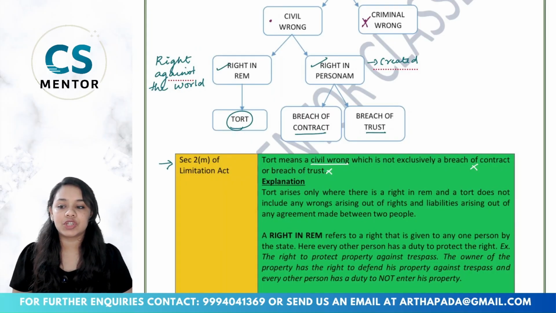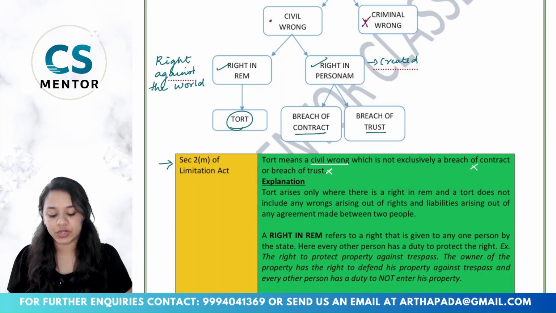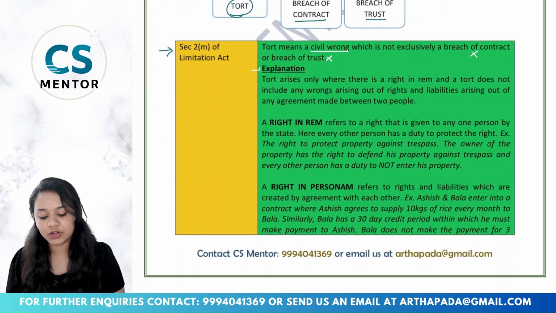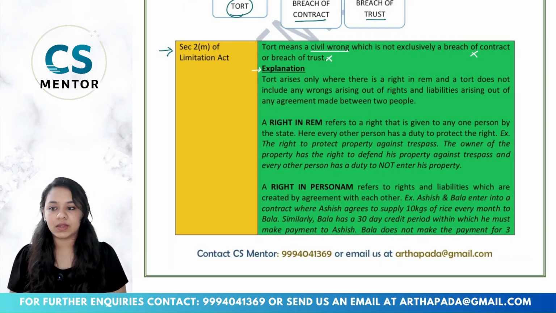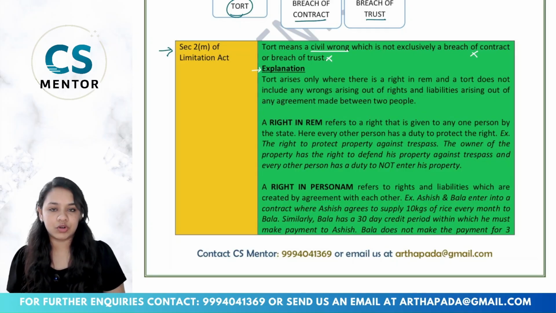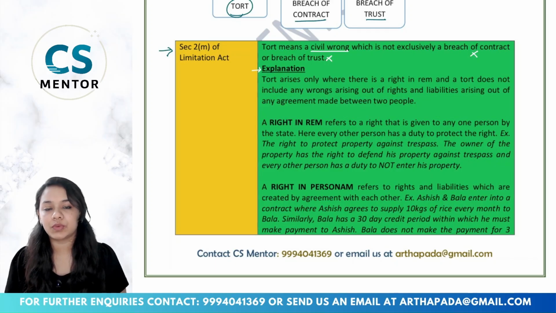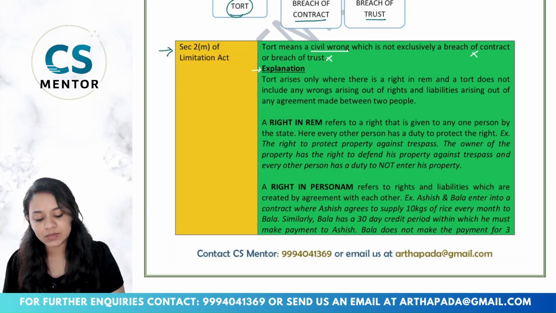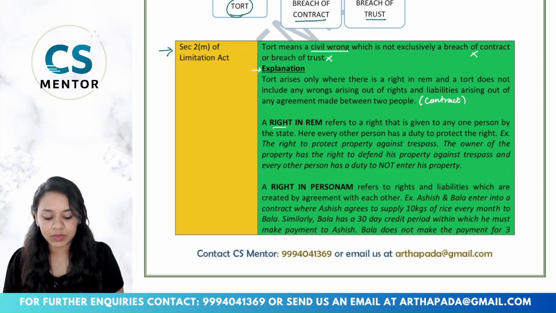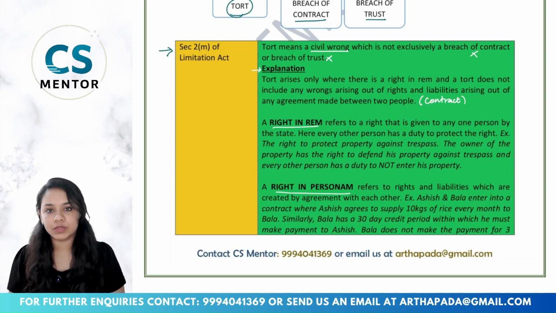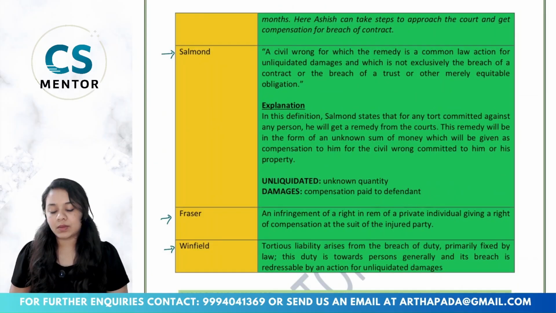This is only the definition given under Section 2, Clause M of the Limitation Act. The explanation that I've given to you is for your understanding, because tort only arises when there is a right in rem, and tort does not include wrongs arising out of rights and liabilities arising out of any agreement between two or more people. In essence, in any kind of a contract. Then I've gone ahead to explain what a right in rem is and what a right in personam is. Great. Now let's come down to what Salmond is saying.